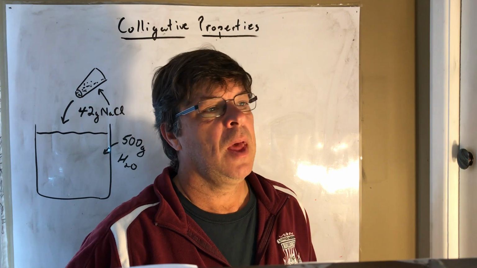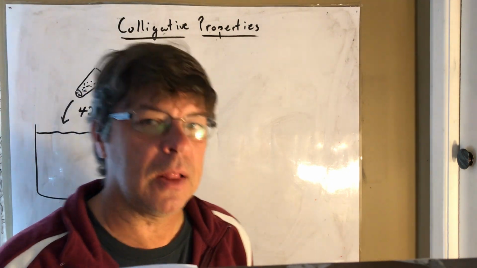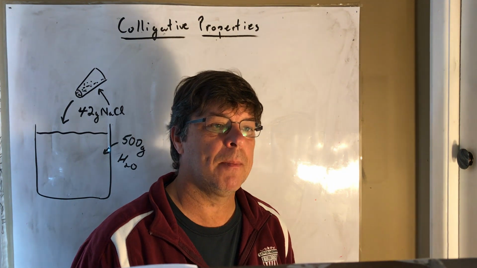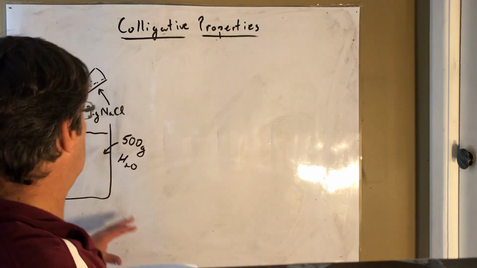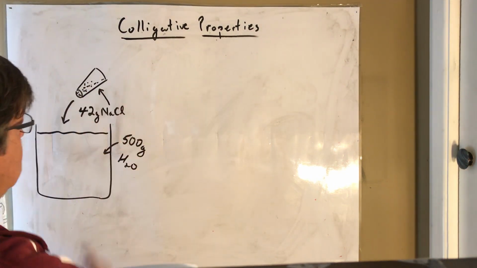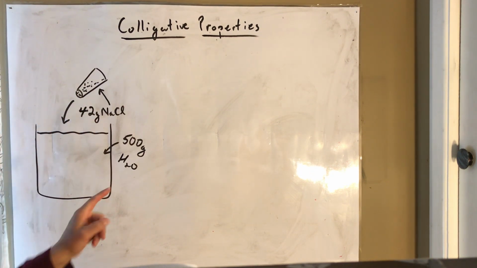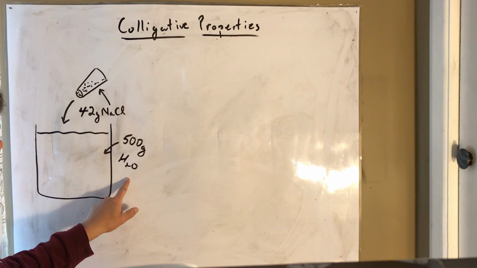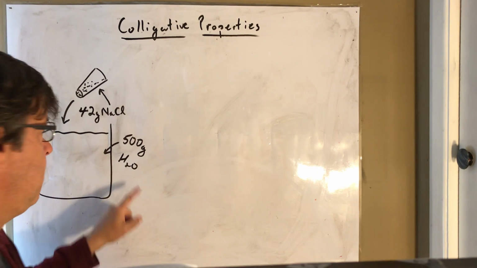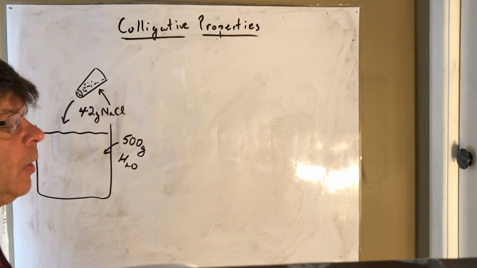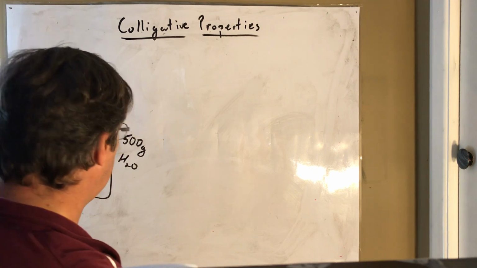So, hey, we're going to look a little more carefully. We're going to look at colligative properties today. So we want to concentrate on this situation right here, where we're dissolving 42 grams of sodium chloride into 500 grams of water. Okay. So we know sodium chloride is really soluble.